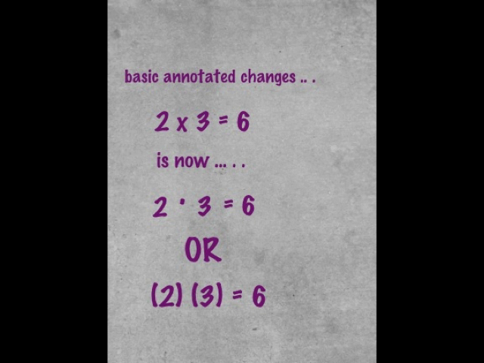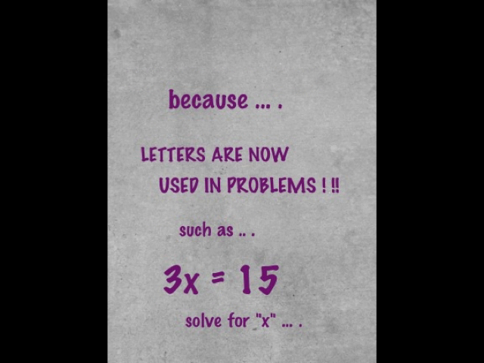We're going to annotate things a little different. We're not going to use a times symbol that looks like an X, like we've done in basic math. 2 times 3 is 6. We're going to use a little dot instead, or sometimes we're going to use parentheses, because there are letters now involved.